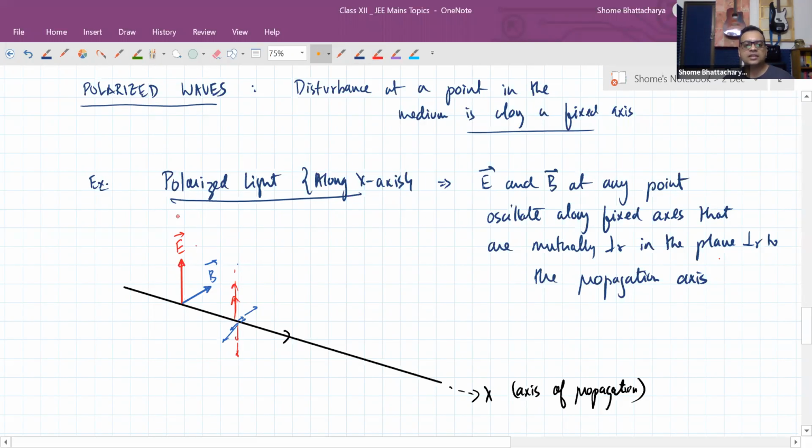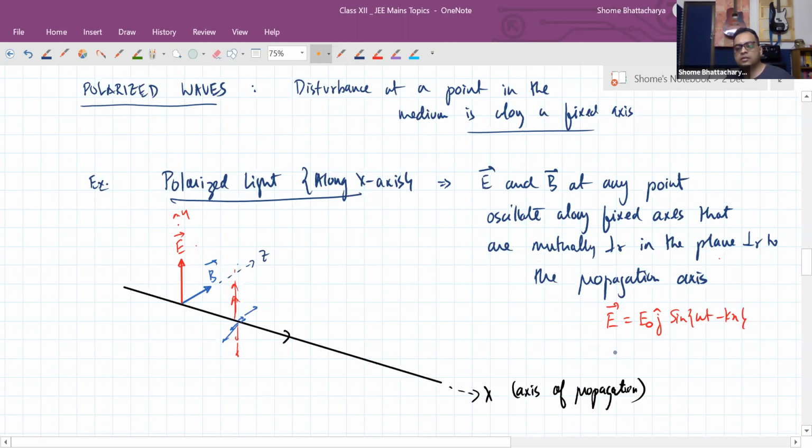So suppose those axes are the ones which we have selected as our y-axis and z-axis respectively. So in this case, what is happening? Our electric field will have an easier definition. It will be E naught j cap into that term, sine omega t minus kx, right?